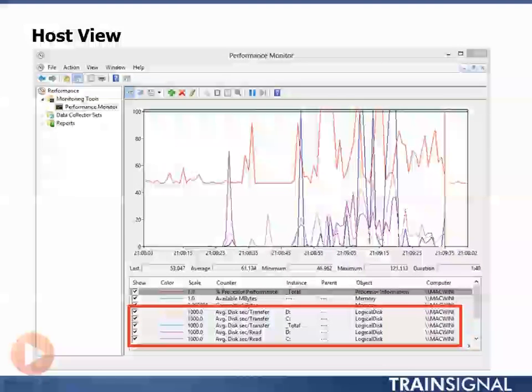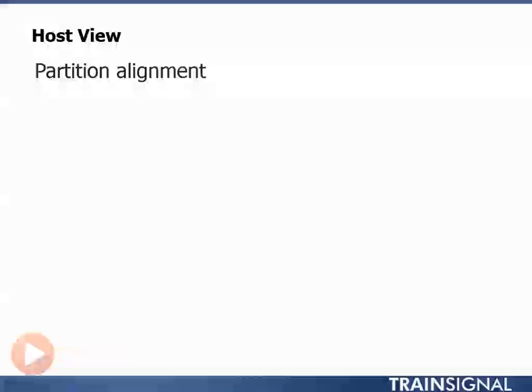Now for one final point while we're talking about the host view, let's talk about partition alignment. While partition alignment isn't so much of an issue, or maybe we should say is less often an issue these days, due to the fact that most newer operating systems automatically align themselves properly, it's still important to make sure that alignment is done correctly. The basic principle behind partition alignment is to line up the logical structures of a partition with the physical structures of the underlying disk drive.